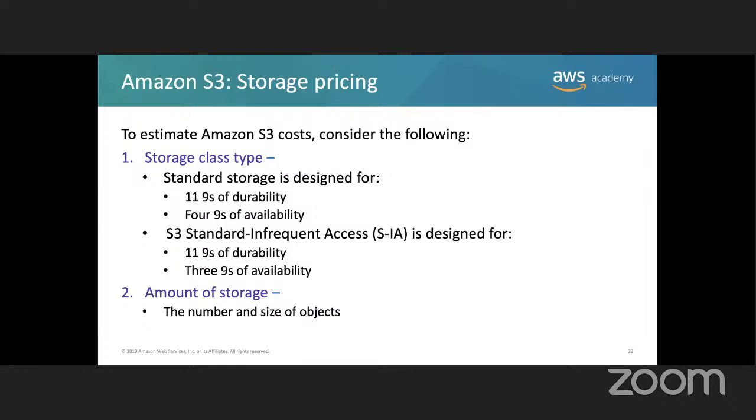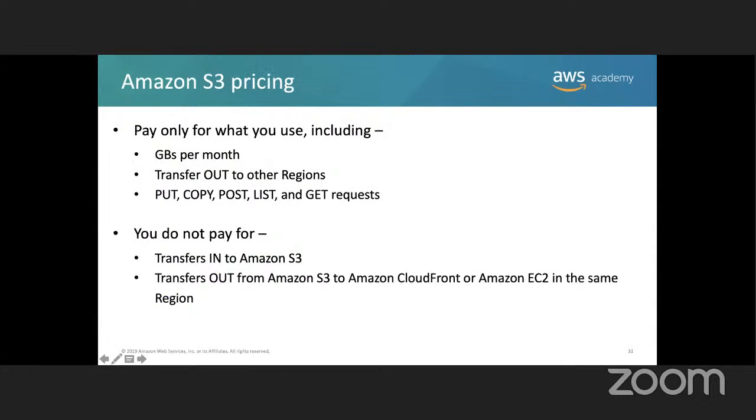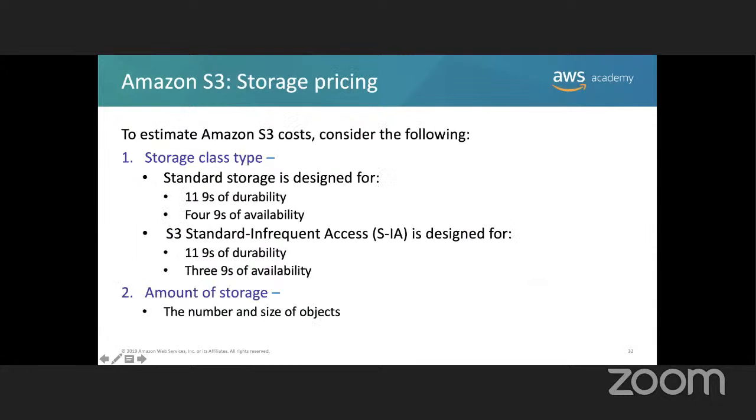Well, we said here that depending on the availability, you're going to be charged, right? Standard, like we said before, is S3 Standard. It has 11 nines durability and 4 nines availability. Okay. S3 Standard infrequent access is designed for 11 nines and 3 nines of availability. And guys, if you don't know this concept, 4 nines is 99.99, and 3 nines is 99.9. The amount of storage, of course, the number and size of objects, you're going to be charged for that, right? That makes sense, right?